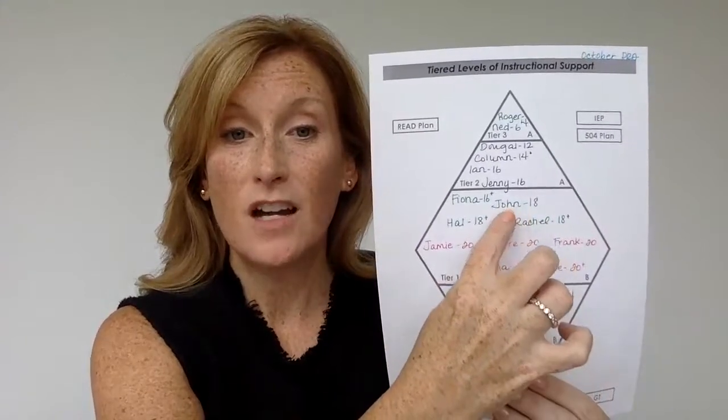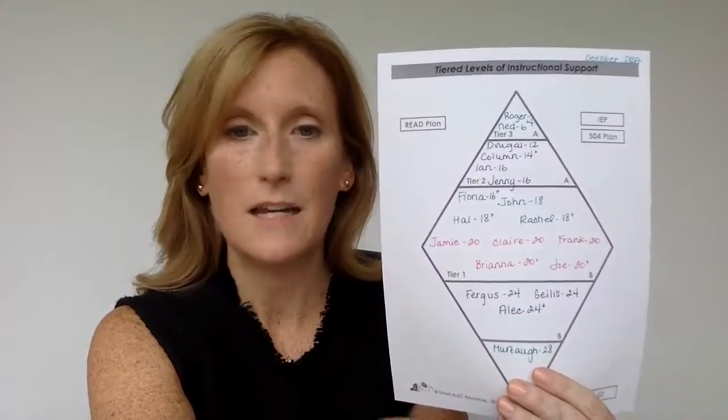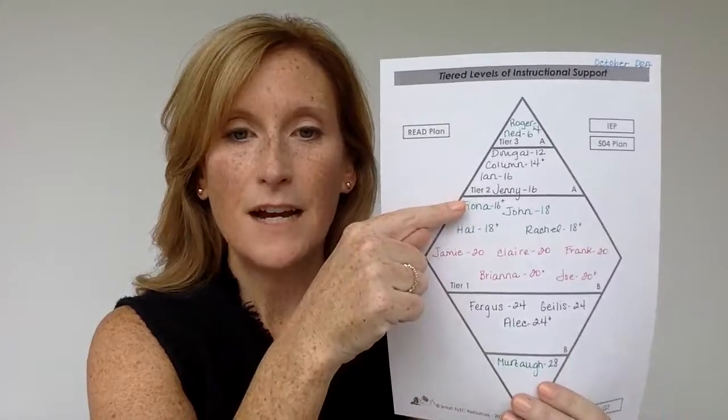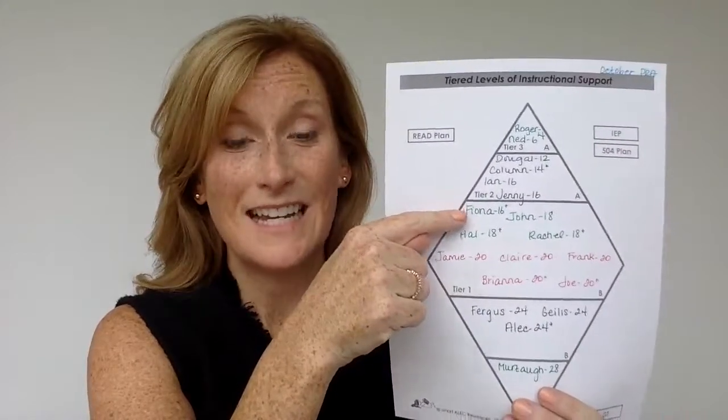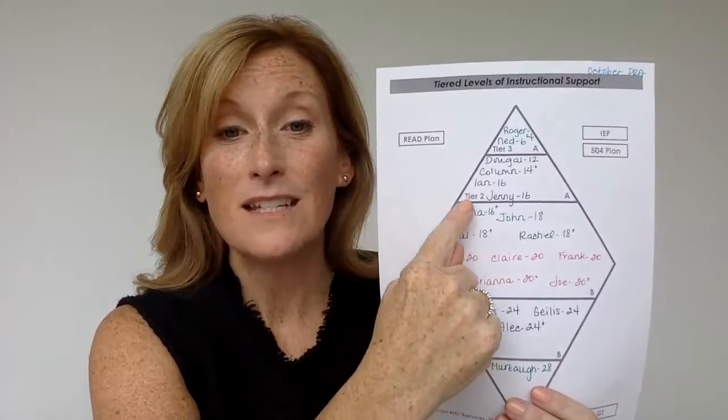Then you'll see John was also at an 18, but I didn't put a plus. He wasn't a strong 18. He was just at an 18, middle of the road. And then Frank, who was at a 16. Now he had a plus. It was a strong 16, but he wasn't an 18. So notice how he's closer to that tier 2 range.